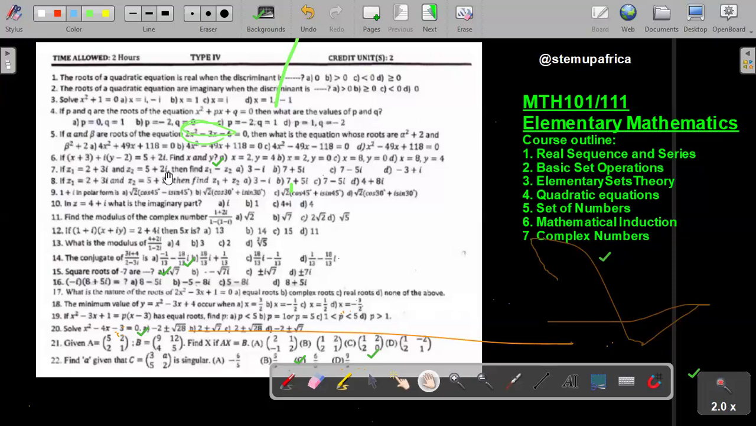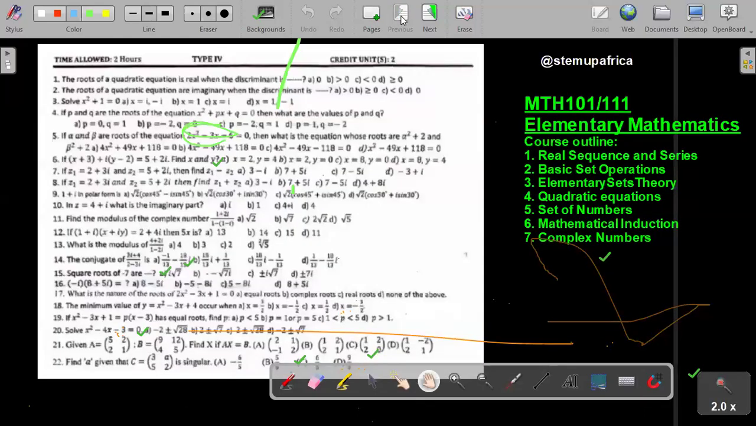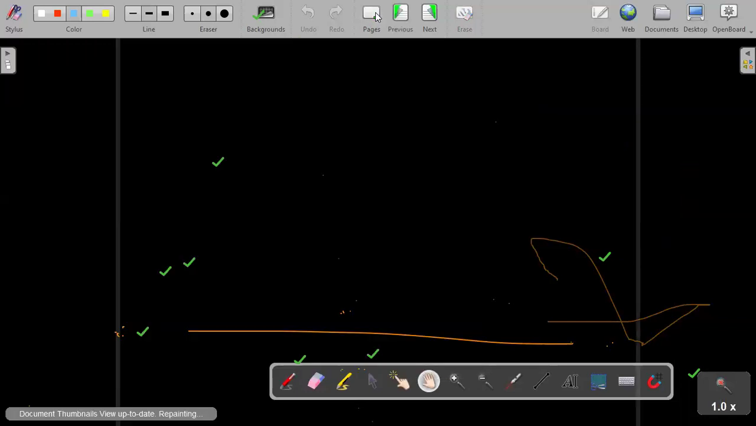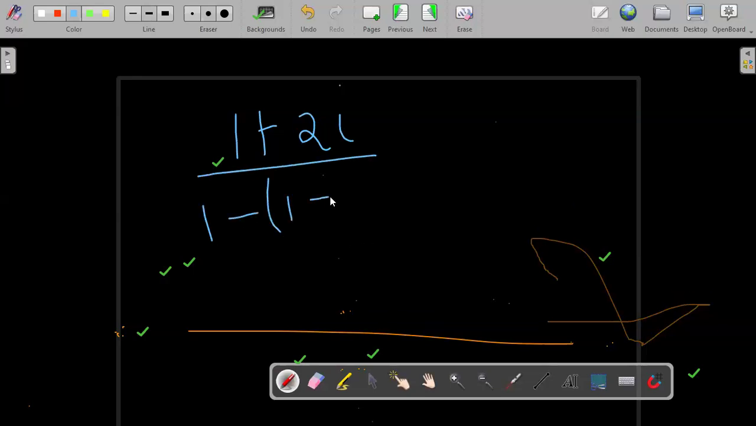We are given (1 plus 2i) over (1 minus (1 minus i)). This is the expression we have. So what I will do in this case is let the minus sign in the denominator open the bracket.